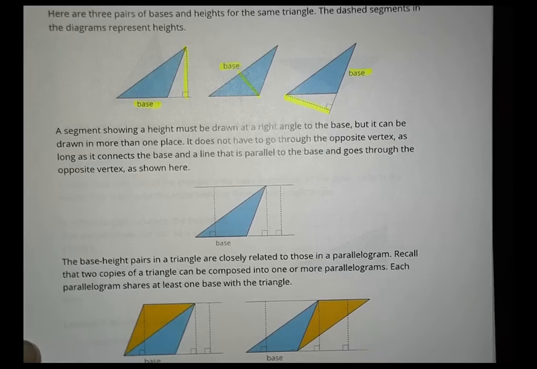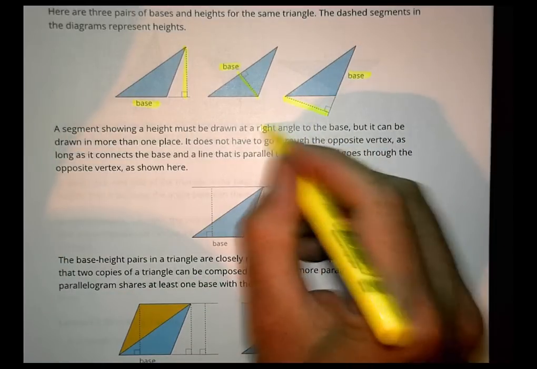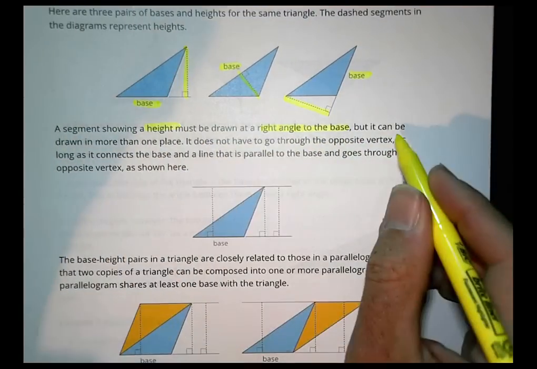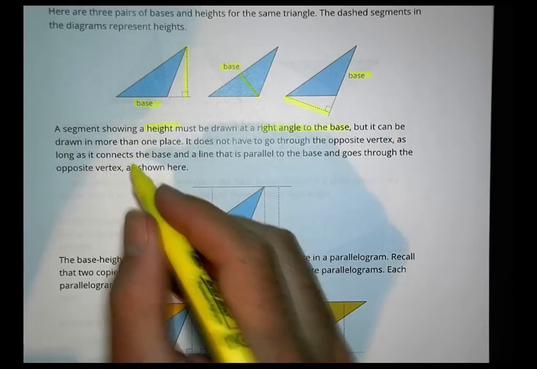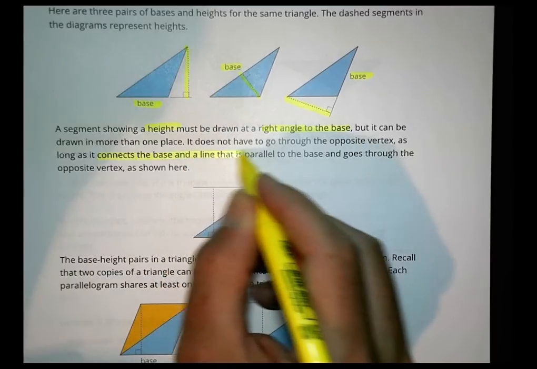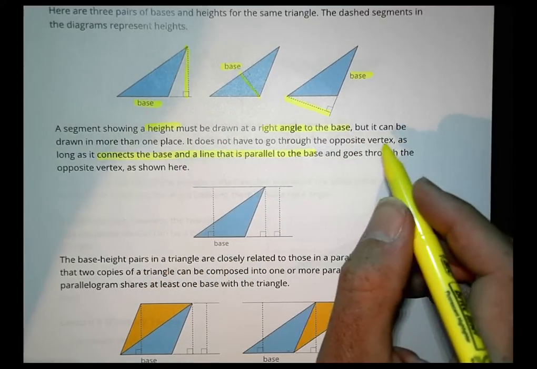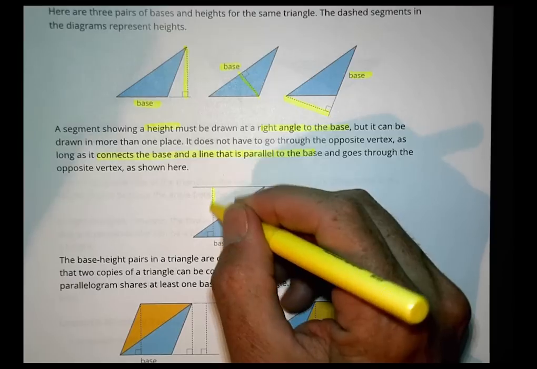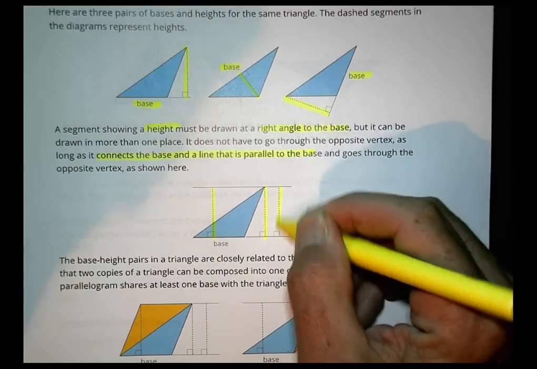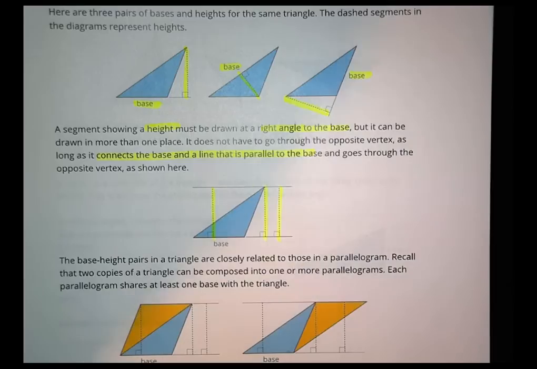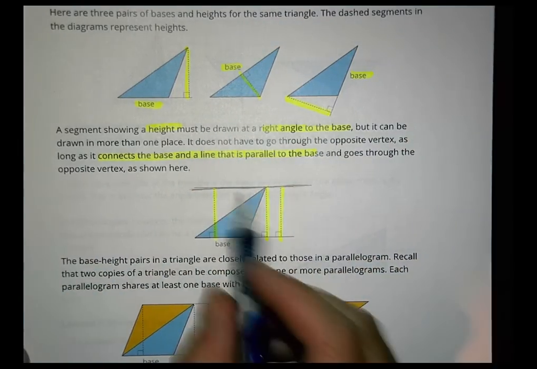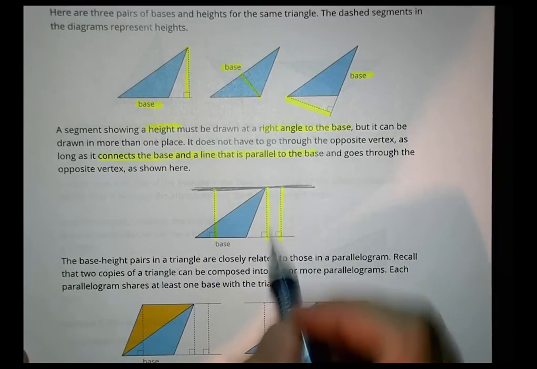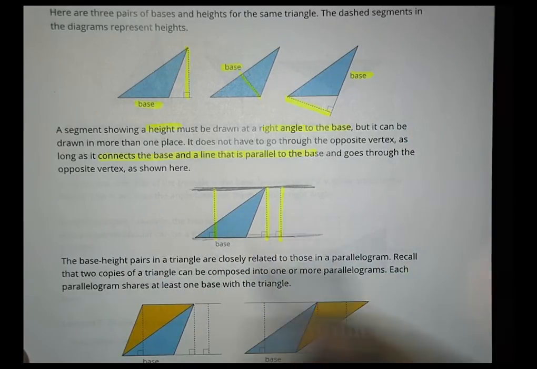A segment showing a height must be drawn at a right angle to the base. Very key, right angle to the base for a height. But it can be drawn in more than one place. It does not have to go through the opposite vertex as long as it connects the base to a line that is parallel to the base and goes through the opposite vertex, as shown here. So again, you can have multiple spots that can be considered a height as long as whatever line it's starting from does connect to that vertex right there. That's key. As long as this line is coming off of there, and you have a base that extends out, then you're good to go.